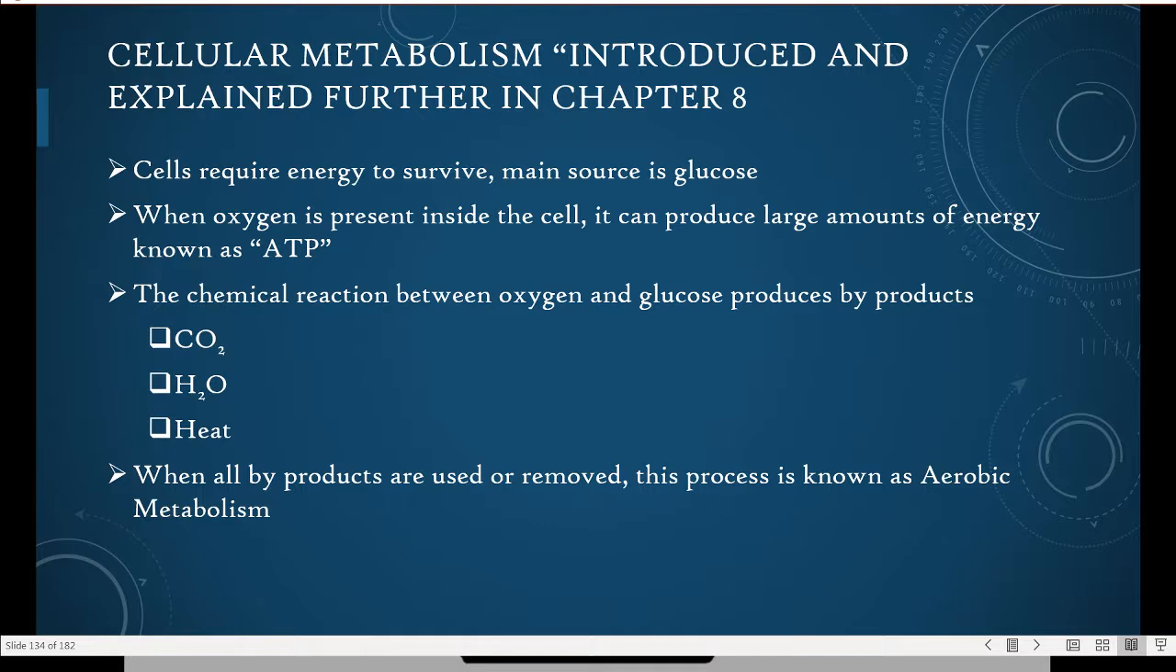And just like any chemical reaction, you get byproducts, like 1 plus 1 equals 2. All right, simple math. Oxygen plus glucose will give you CO2, H2O that we know is water, and heat. All right, CO2 we can eliminate through the respiratory system. H2O, the water, we're going to reuse that. And we're going to use that heat to heat up the body. If that all works as properly planned out, just like I spoke it, we will know that as aerobic metabolism.